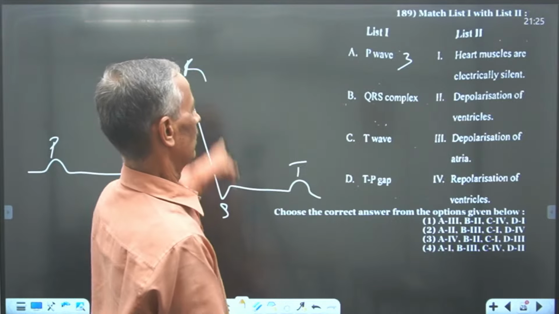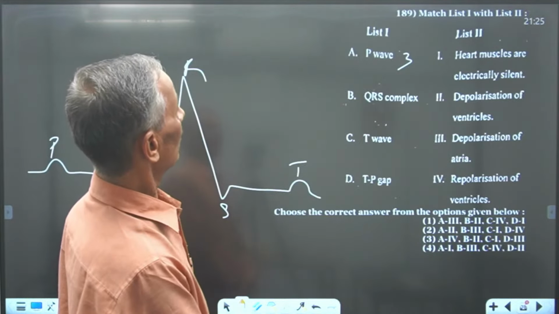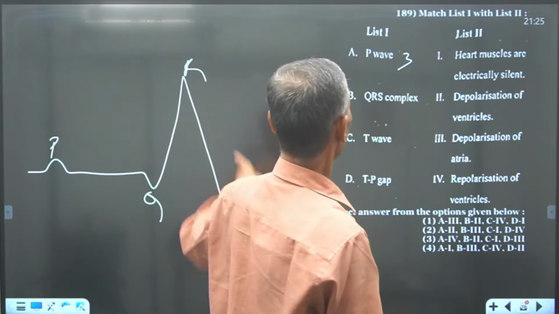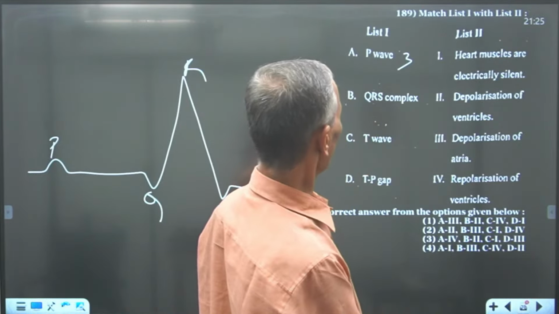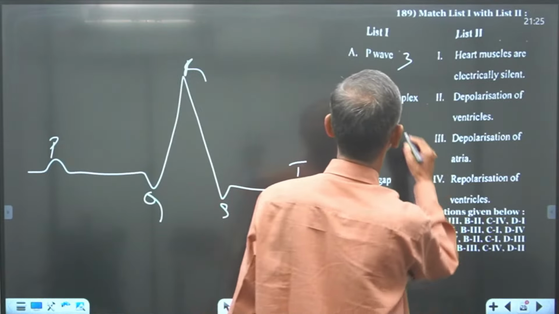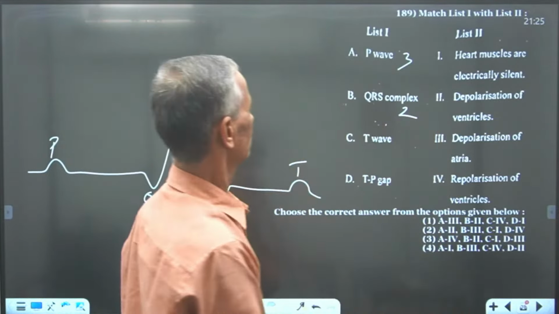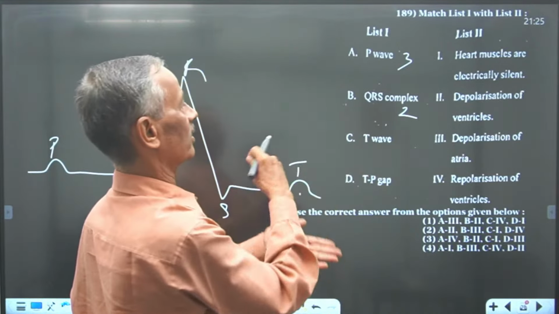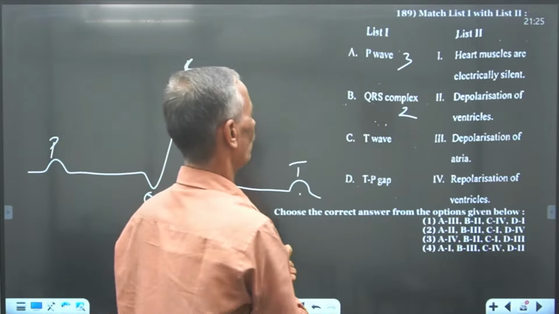QRS. QRS is the wave which is causing depolarization of ventricles. So it is 2. What is T wave? Coming back. Repolarization of ventricles.